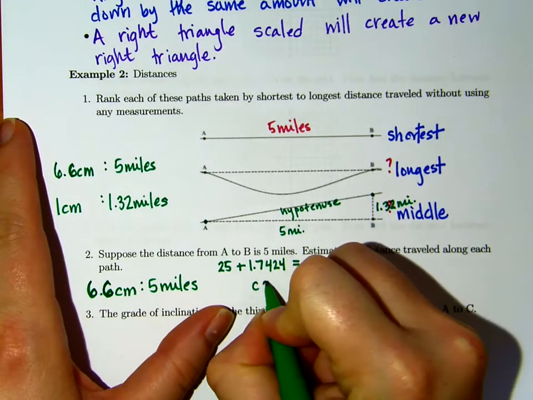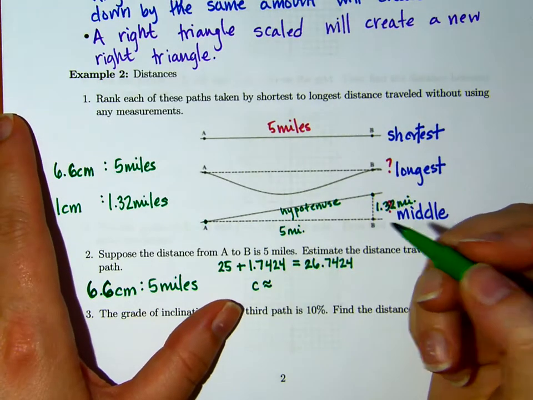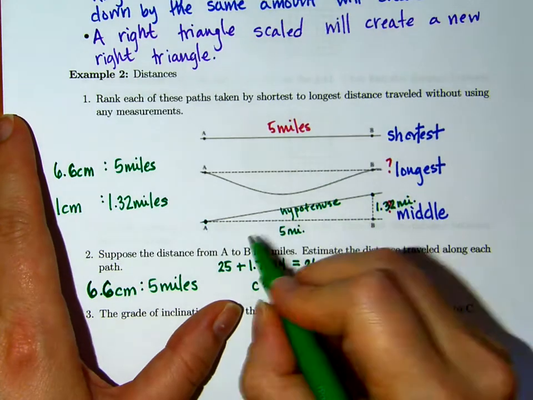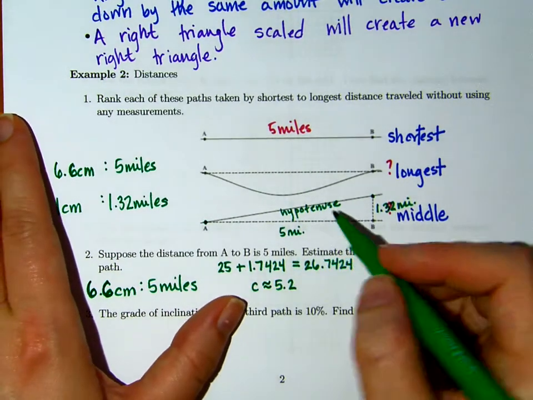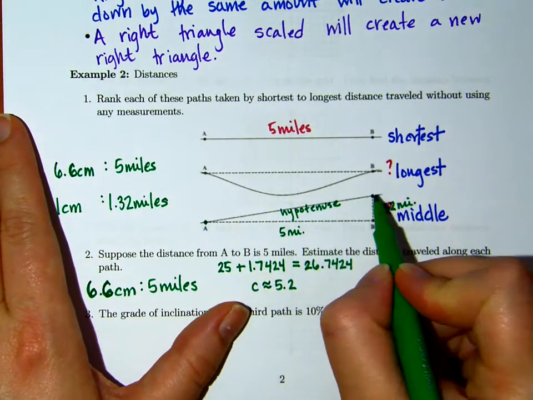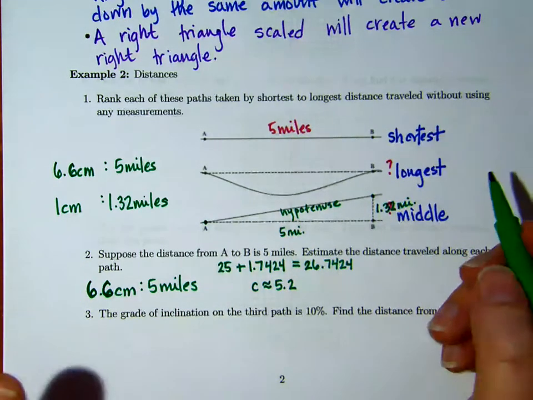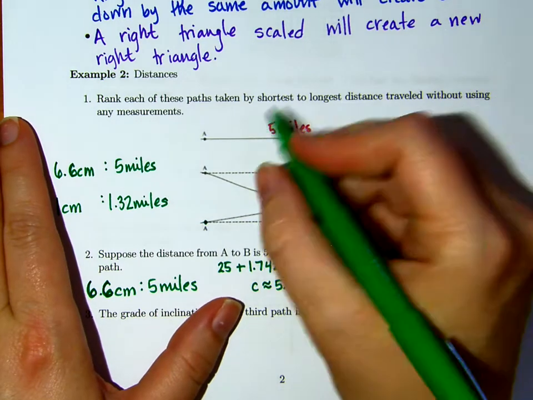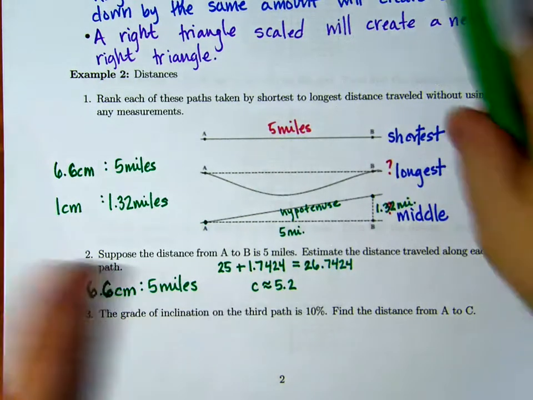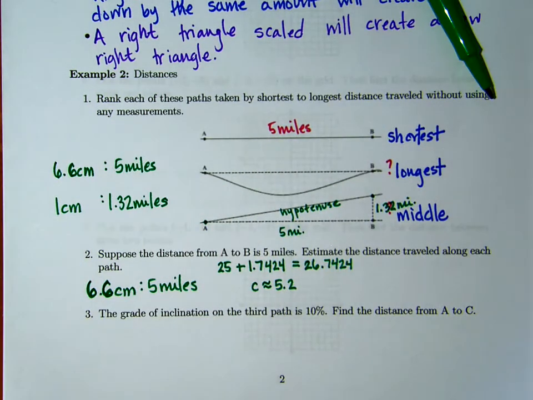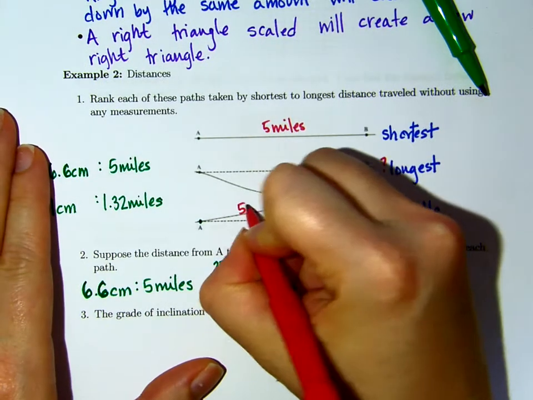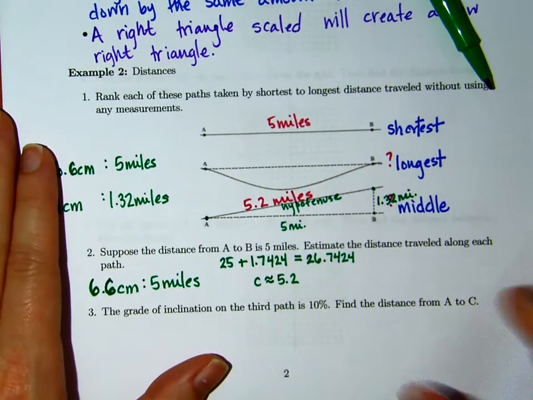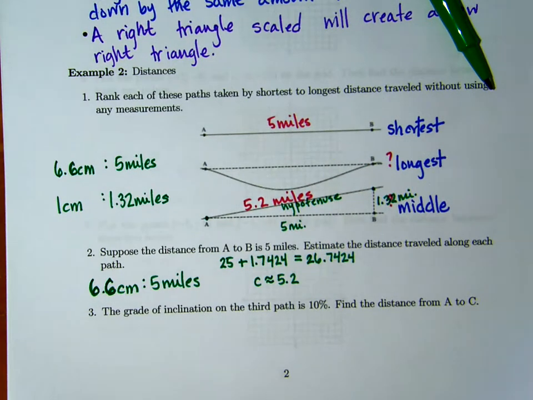c is approximately, and I definitely have to round now, I'm going to go 5.2 because we don't want to say we know more precision. This distance, or 5.17, is what my calculator wants me to say, is about 5.2 miles. Okay, so far we've ranked these two correctly.